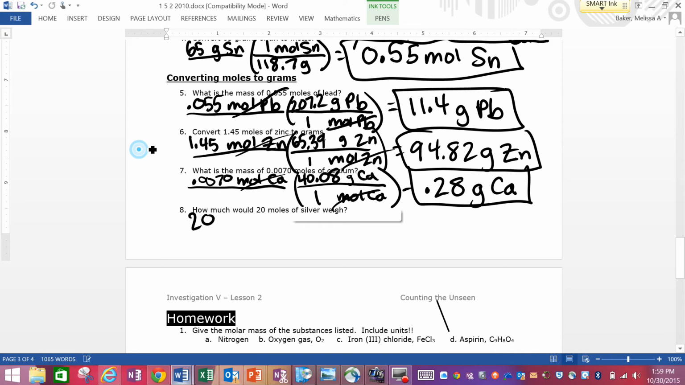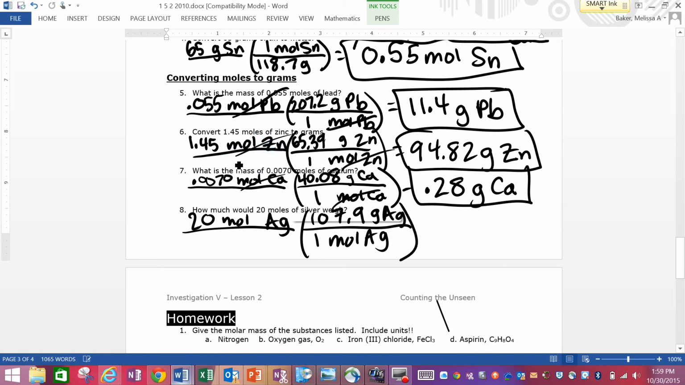One more, 20 moles of silver. Silver's Ag. 1 mole of silver weighs 107.9 grams. Moles are going to cancel out when we multiply. 2,158 grams of silver is how much you've got there.